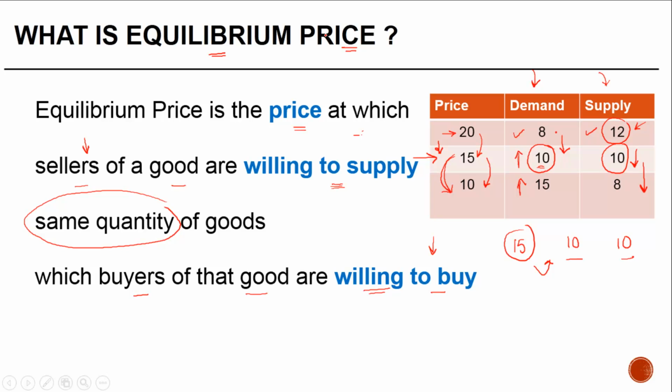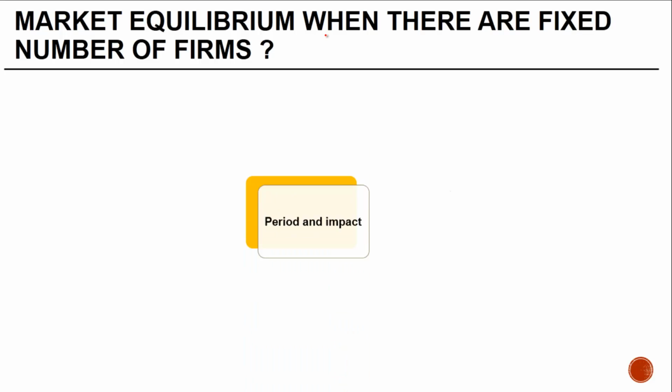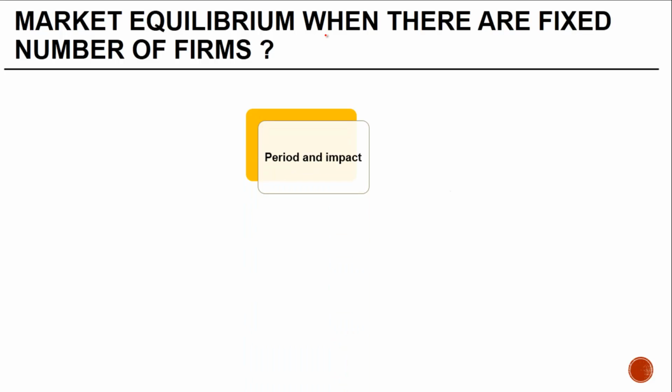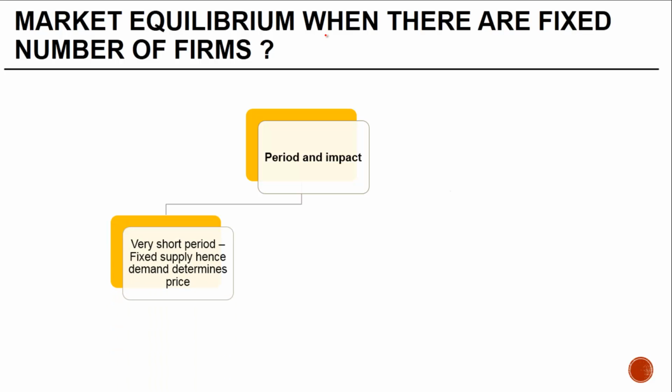But how is equilibrium price determined? If there are a fixed number of firms in the market, and we are looking at a very short period, there will be a fixed supply, because to increase supply, you need to increase the factors of production, the distribution network and everything. That will not happen overnight. So in a very short period, the supply is fixed, right? So if there are 100 units of supply available, this is going to remain fixed. The demand will determine the price.